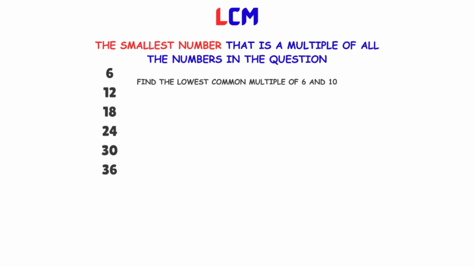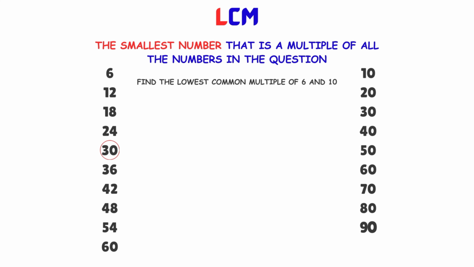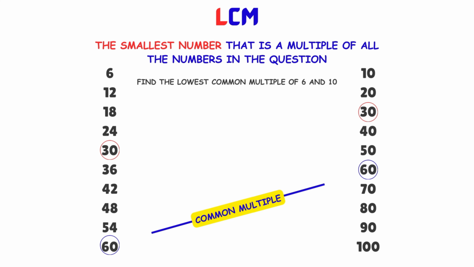For example, if we wanted to find the lowest common multiple of 6 and 10, we'd write out the first few multiples of 6, which are 6, 12, 18, 24, 30, and 36, and then do the same thing for 10, which are 10, 20, 30, 40, and 50. Then we'd look at both of these lists and find the first number that occurs in both of them, which is 30. If we had carried on going, though, we'd have seen that 60 also occurs in both of the lists, so 60 is also a common multiple. However, because 30 is a lower number, 30 is the lowest common multiple, which is what we're trying to find.